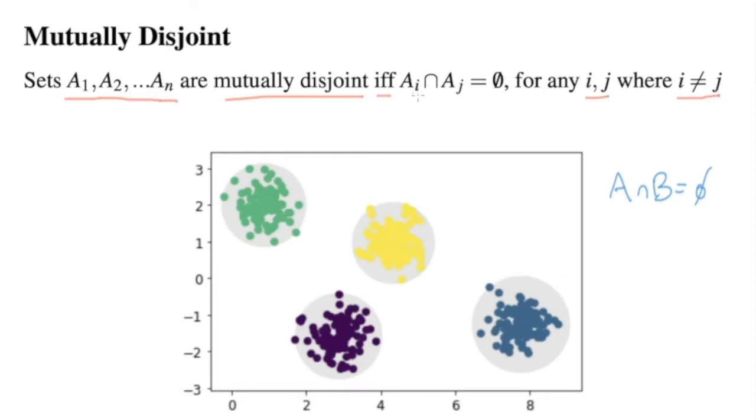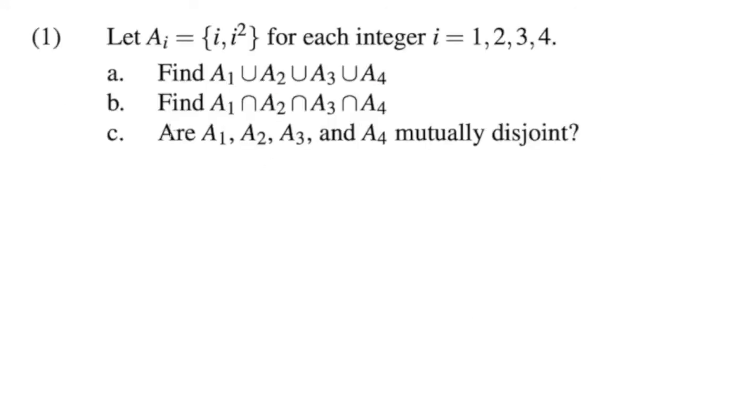So for example, if i was 1 and j was 2, we would say that A1 and A2 have an empty intersection. So basically all this is saying is that if we choose any pair of sets, we will find that they have an empty intersection. Their intersection is empty. So let's look at an example problem.